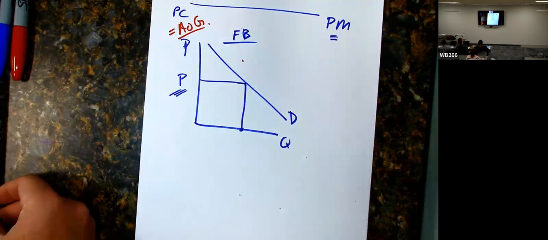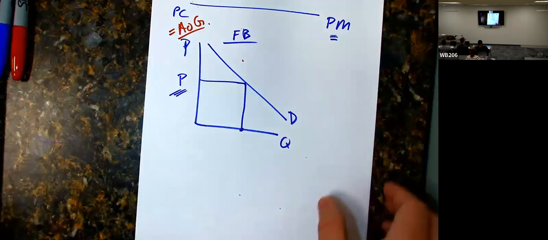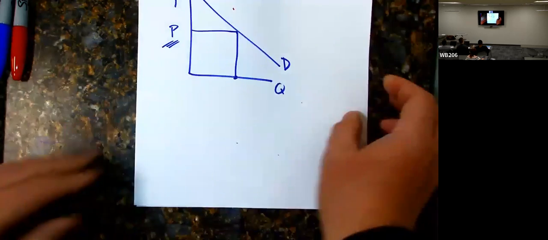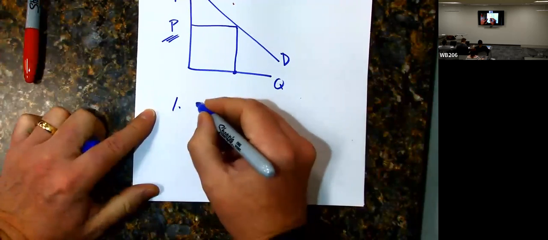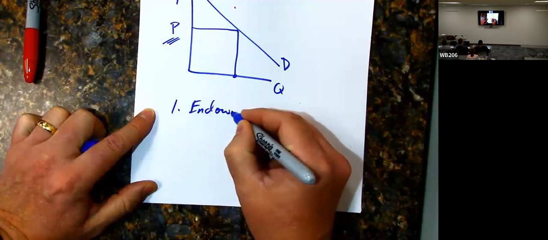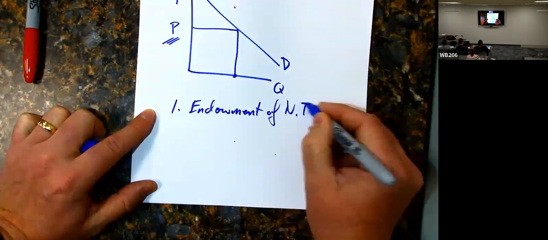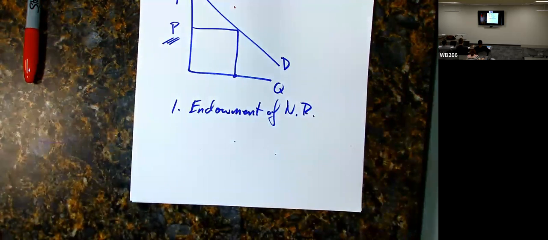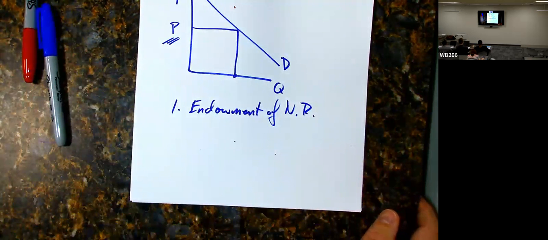On what foundations might a monopolist emerge? When might we expect to observe a monopolist existing? Well, we might observe a monopolist if the monopolist has an endowment of natural resources. Or De Beers, right? If De Beers owns all of the diamond mines in the world, then they can charge a higher price for diamonds.